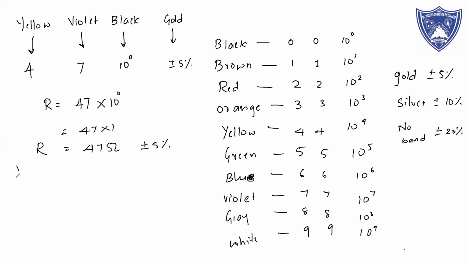So shall I write it here? This will be yellow, violet. Okay. The multiplier will be red. And instead of gold, I write silver. So what will be the value?